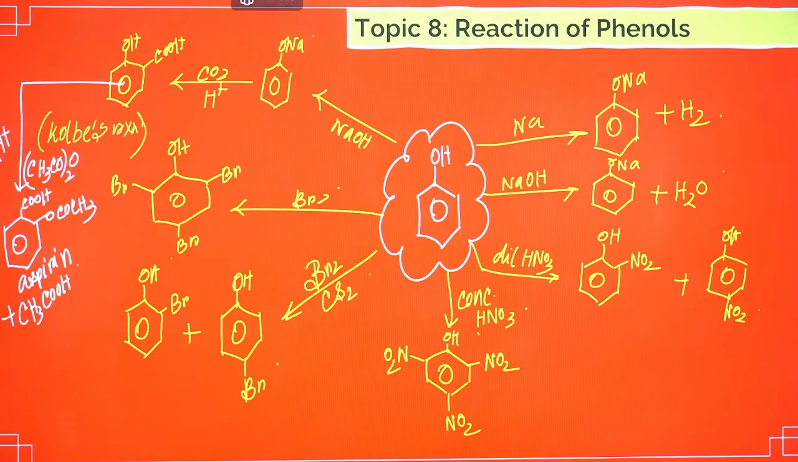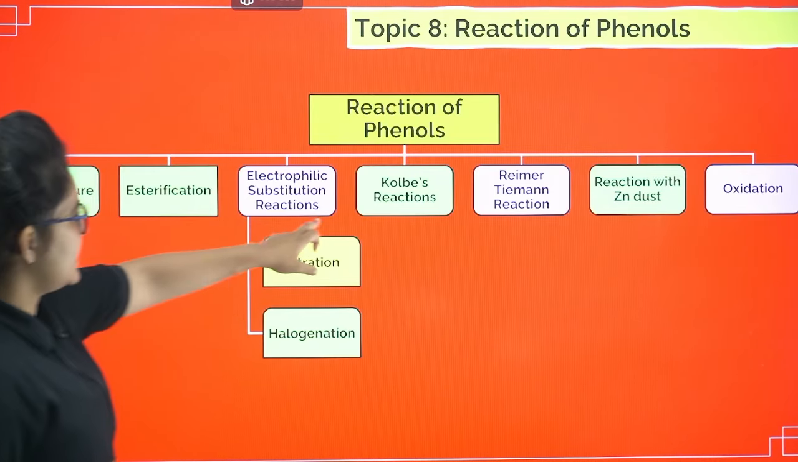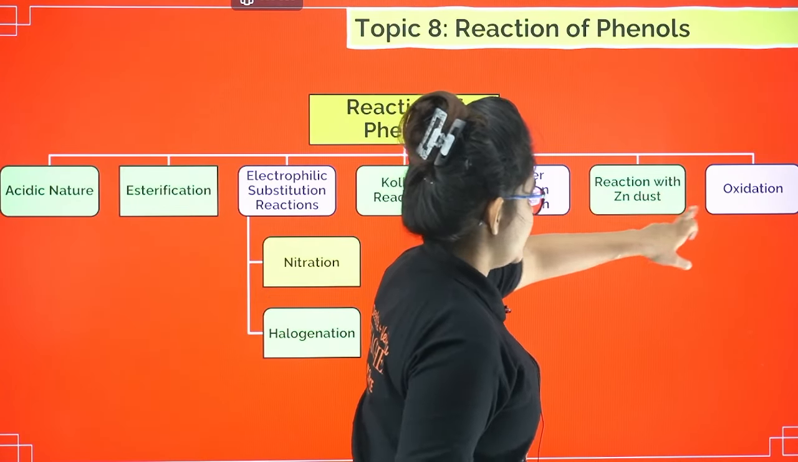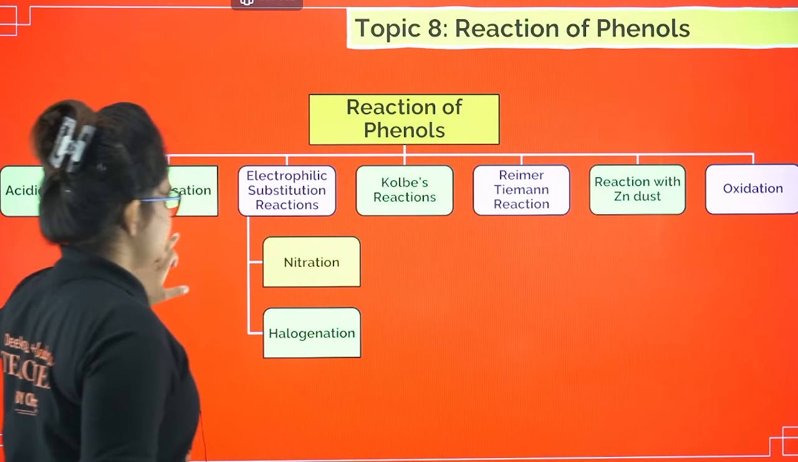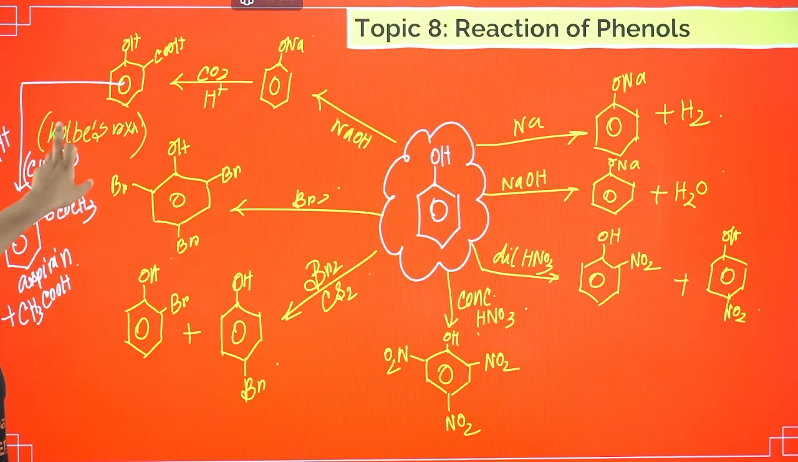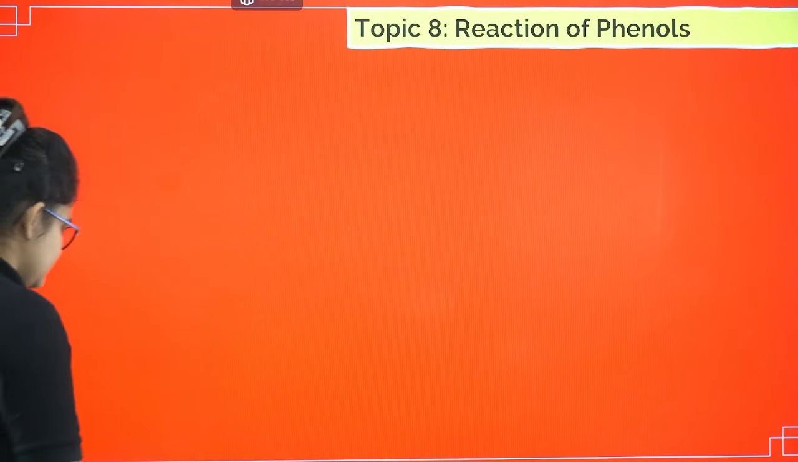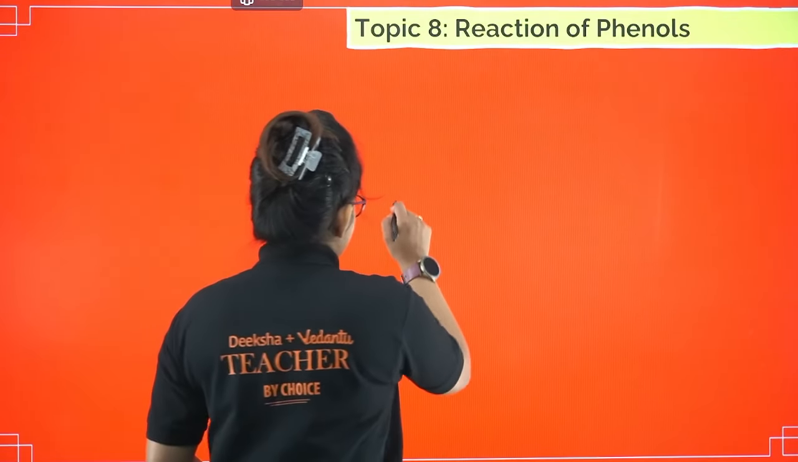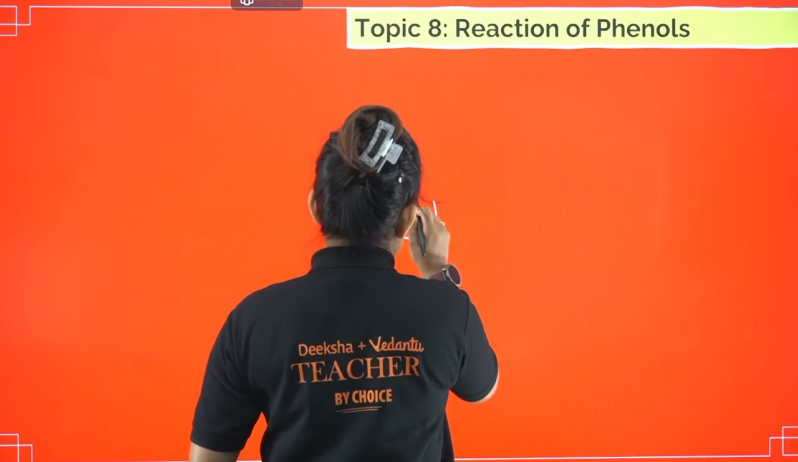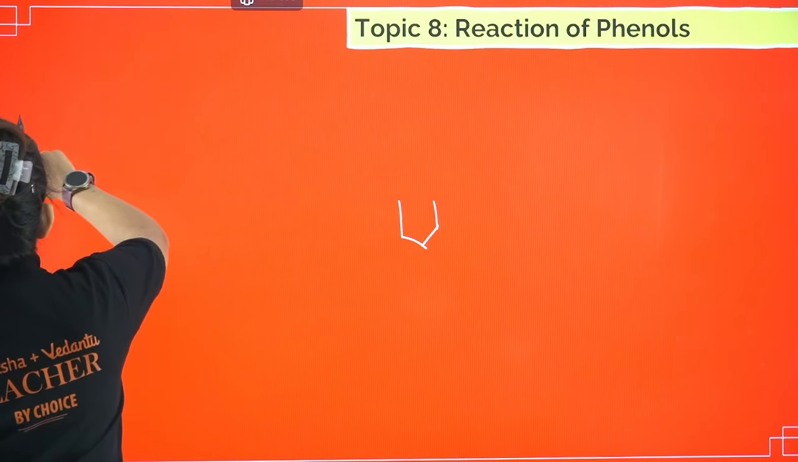There is no more place. We still have a few more reactions. So Kolbe's reaction, then the RT reaction, reaction with zinc dust, and oxidation. Let's proceed. I guess you understood up to Kolbe's reaction. So let's proceed further. From phenol I have to start. Let me start from here.